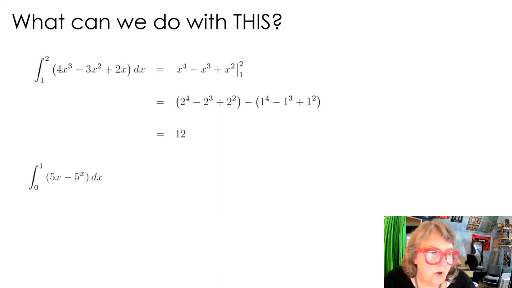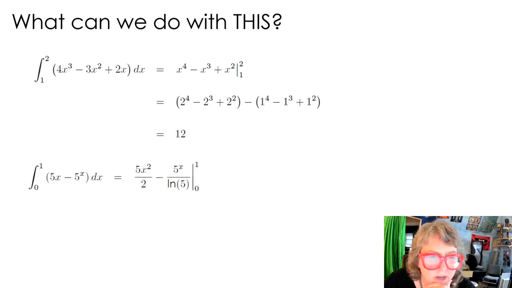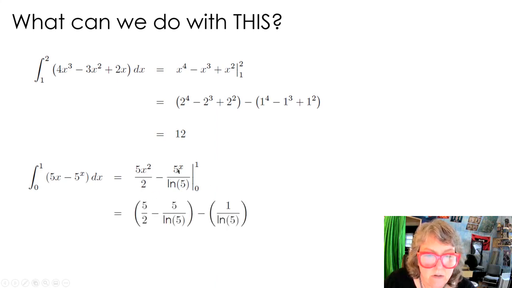Integral from 0 to 1 of 5x minus 5 to the x dx. Ooh, y'all don't like those integrals. Integrating this, I get 5x squared over 2 minus 5 to the x over natural log of 5, taken from 0 to 1. If I stick a 1 in here, I get 5 halves minus 5 over natural log of 5, minus, if I stick a 0 in here, this becomes 0, and this becomes 5 to the 0 is 1 over natural log of 5.